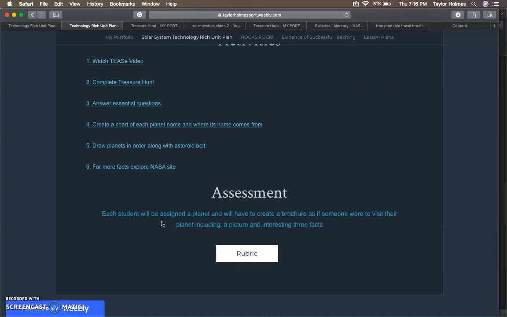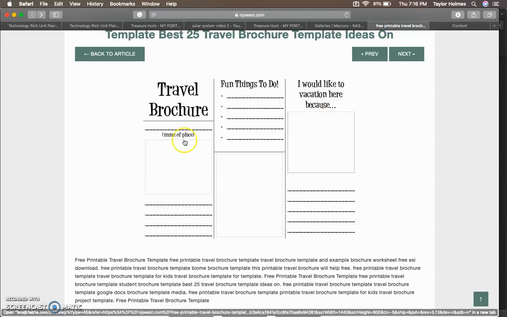The final assessment is that the groups will have to create a brochure to broadcast their planet. To broadcast the planet, they will have to have a picture and at least three interesting facts to pull somebody in to see what it looks like. This is an example of what the brochure looks like. If the group has Mercury, they'll write Mercury as the name of the place, put the picture there, and add some fun things to do at the planet. And in this column, why would you want somebody to go there?